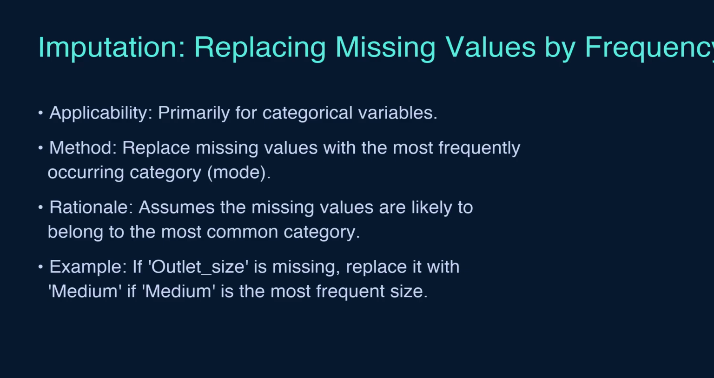This method is simple to implement and can be quite effective when the missingness is random and the distribution of categories is skewed, meaning one category clearly dominates. It helps preserve the overall distribution of the categorical variable to some extent, preventing the loss of entire rows.